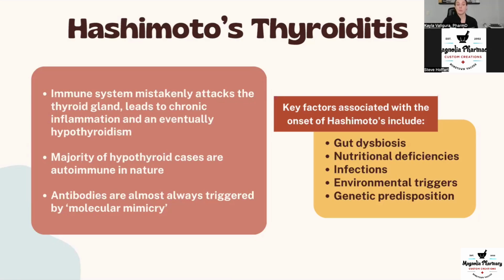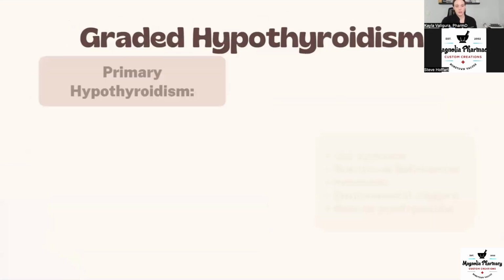Whenever someone that has one of these autoimmune conditions intakes gluten, whether it's a lot of gluten or a little bit of gluten, our body recognizes it as looking very similar to our thyroid tissue. And so it leads to confusion with our immune system, and in turn, our immune system starts attacking our thyroid tissue. Depending on at what point in the disease you are diagnosed with Hashimoto's, it varies with the amount of damage that's been done to the thyroid tissue. So just keeping that in mind. Key factors associated with the onset of Hashimoto's include gut dysbiosis, nutritional deficiencies, infections, environmental triggers, as well as genetic predisposition.